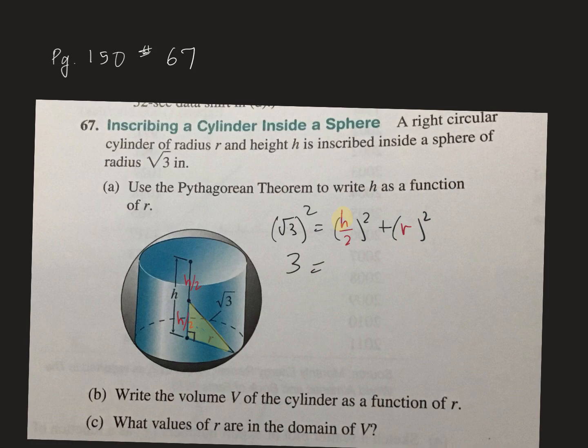The left side is 3. We'll subtract r squared from both sides. Multiply both sides times 4. And then to get rid of the squared, we'll take the square root of both sides. Algebraically, we might say it's a positive or negative value, but it's going to be the h, which is the height, which must be positive, so we could ignore that.